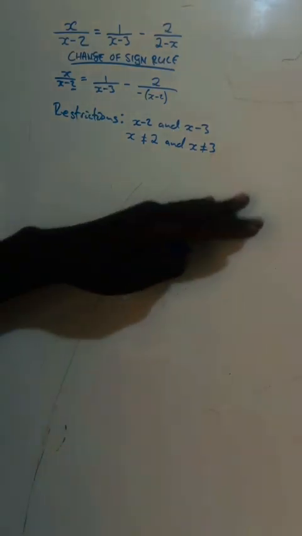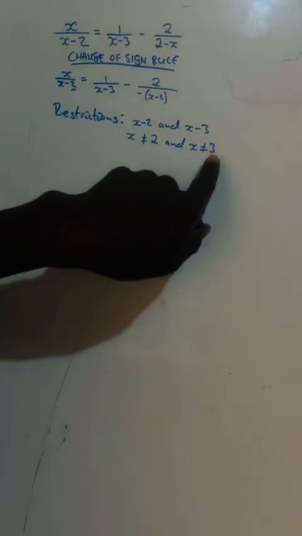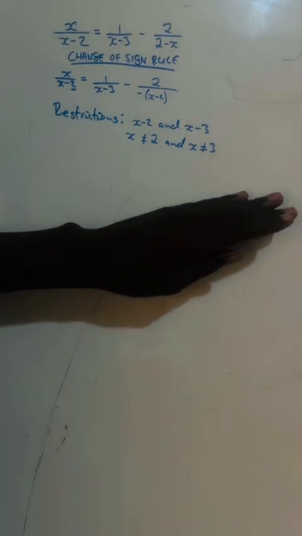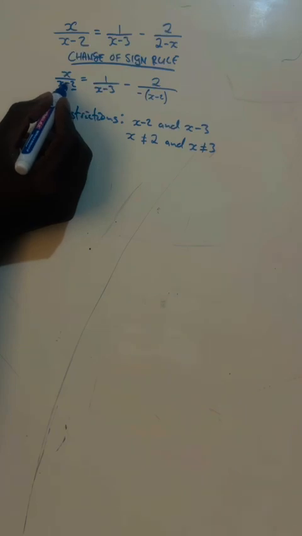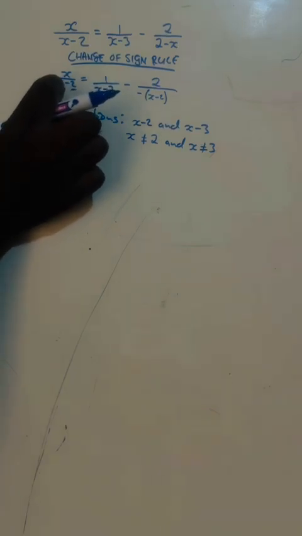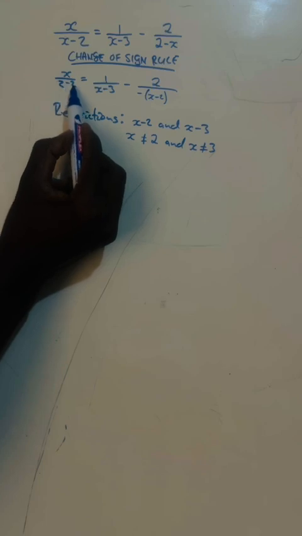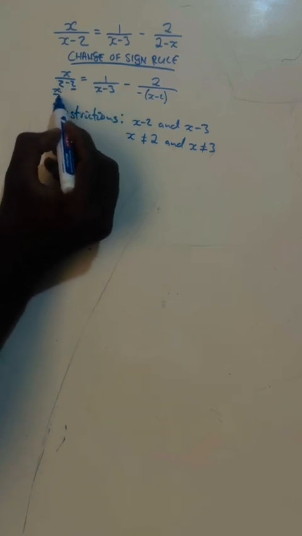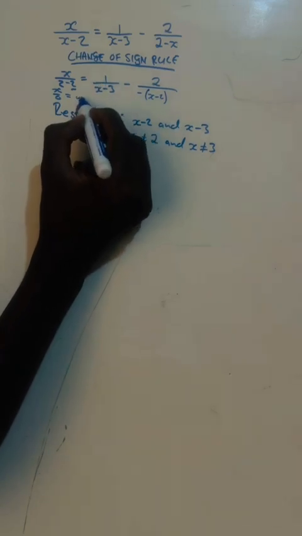For those who are seeing this as their first video, why are we writing that x must not equal 2 or x must not equal 3? We're simply saying that if we take this positive 2 and substitute it where there is x minus 2 here, it becomes 2 minus 2, which will give us x over 0. And when your denominator is 0, it gives you undefined.